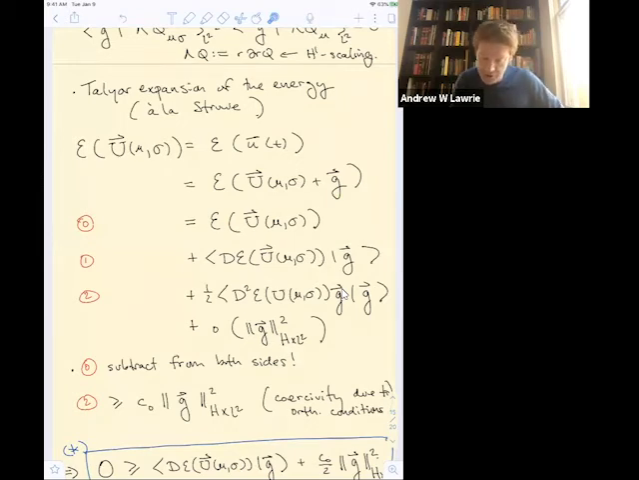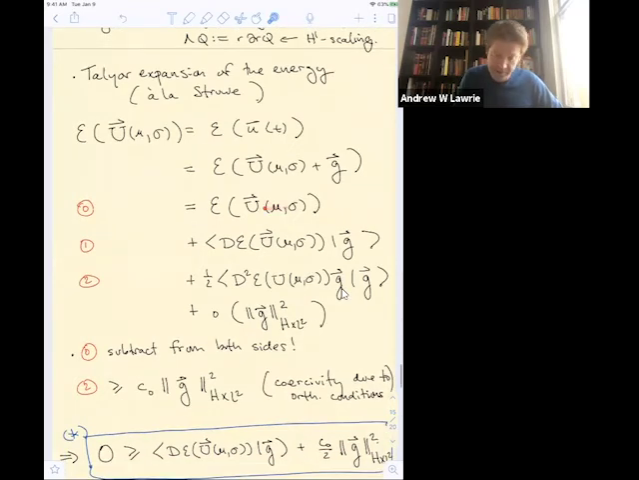I get a linear term in G. This is the crucial term somehow. And then I get quadratic terms in G or higher. The first line I can subtract from both sides, as I said. This second line is quadratic in G. In fact, by the choice of coordinates I made, I put some orthogonality conditions so that this is bigger than or equal to a constant times the energy norm of G. This is coercivity due to the orthogonality conditions.